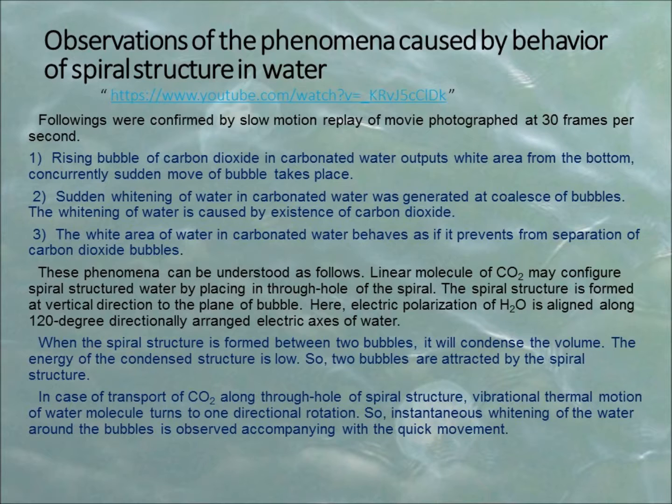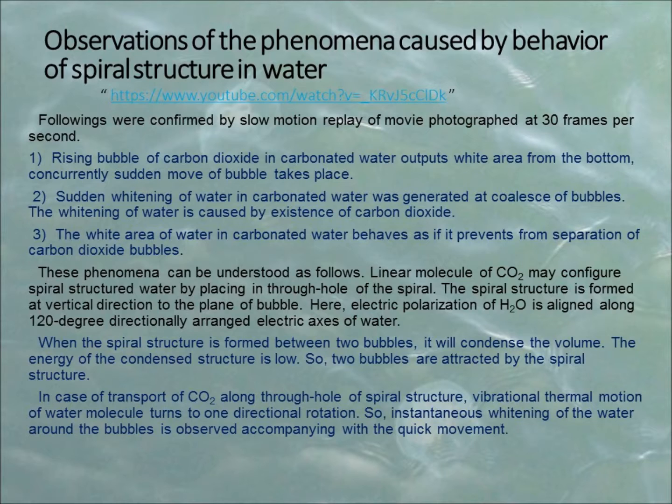The linear molecule of CO2 may configure spiral structured water by placing itself in the through hole of the spiral. The spiral structure is formed in the vertical direction to the plane of the bubble. Here, electric polarization of H2O is aligned along 120 degrees directionally arranged electric axes of water.